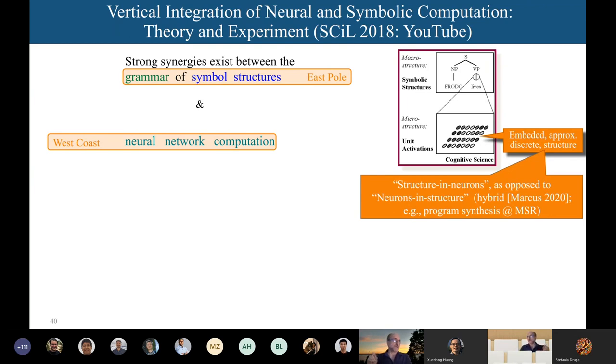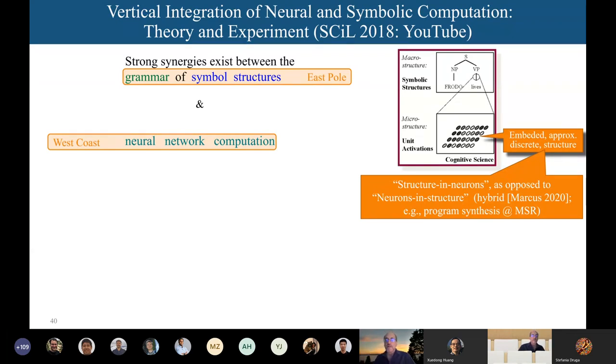Structure in neurons is the approach to neurosymbolic computation which I favor, as opposed to neurons in structure, which takes a symbolic model and replaces some of the components with neural networks. The second approach develops hybrid architectures, as currently advocated by Gary Marcus. Now, I am also a fan of this type of neurosymbolic computation. It's possible to take advantage of the power of symbolic structure right away using these hybrids in a way that's only gradually emerging in the structure and neurons approach. So it's a more long-term paradigm.